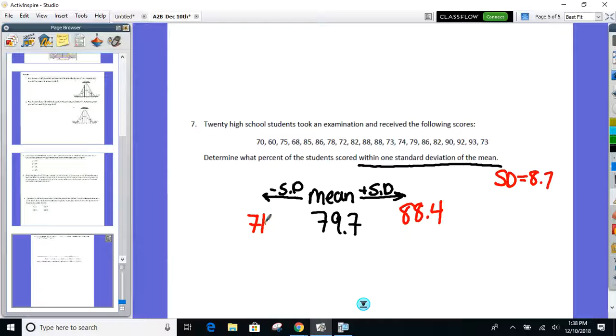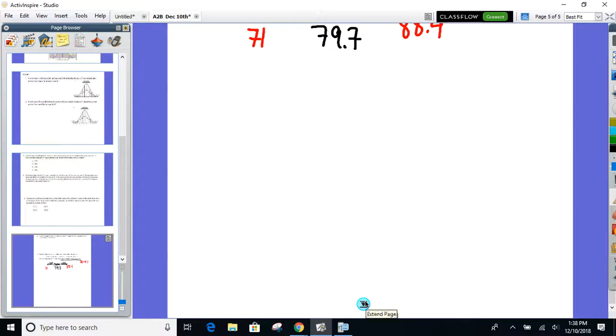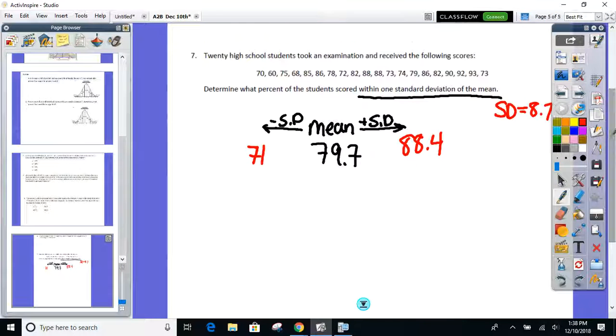Anybody confident they counted up the correct number? What do you got, Jason? 14, all right. I wasn't asking for how many scores, though. I was asking for the percent. So not just to you, I'm talking to anybody. 14 out of how many scores? 20. That's what percent? 70% are within one. Yep.